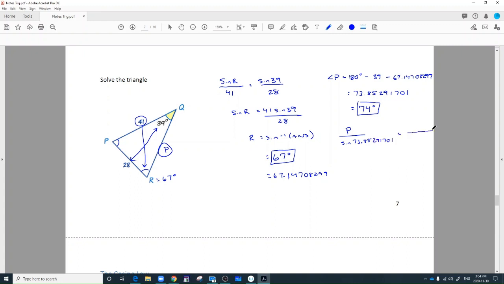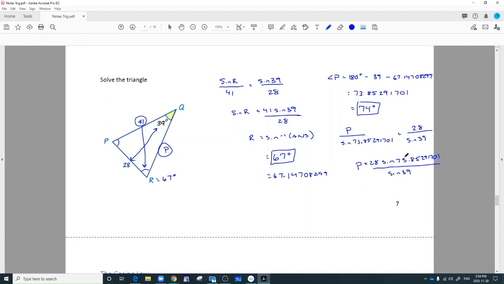So I'm going to use the sine of 73.85291701, which is across from, now always use the one that you were given, 28. So just like 28 is across from the sine of 39. So again, to solve this, I'm trying to solve for P, so I'm going to multiply both sides by this. So P is going to equal 28 times the sine of 73.85291701 divided by the sine of 39. So again, maybe you still have that 73 degrees answer in your calculator. Maybe you stored it as A or stored it as B, but we're going to use it again.